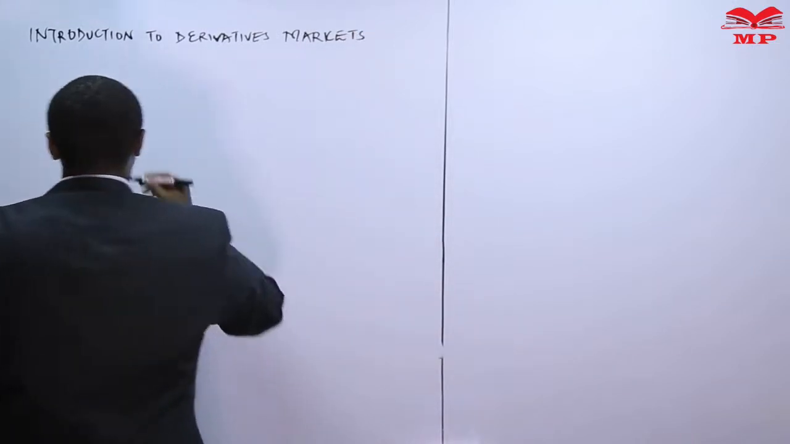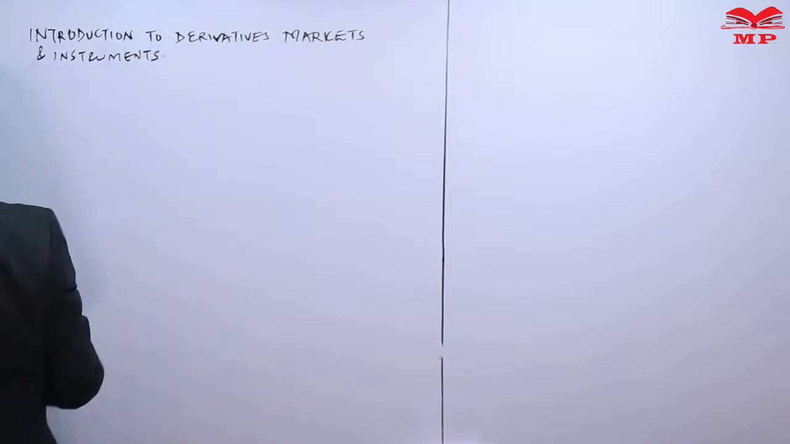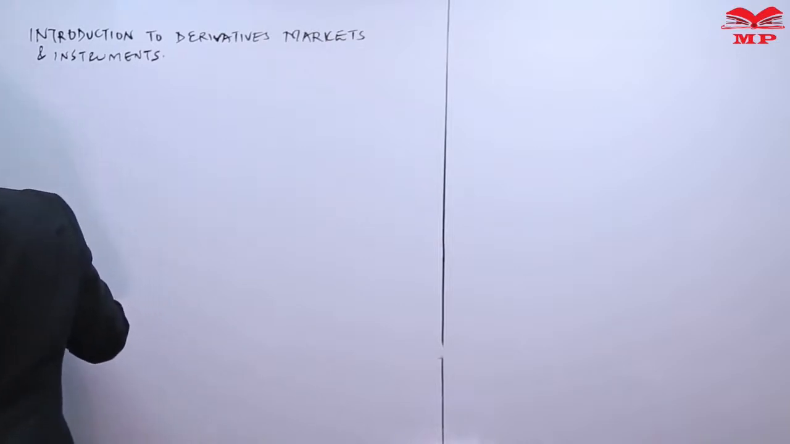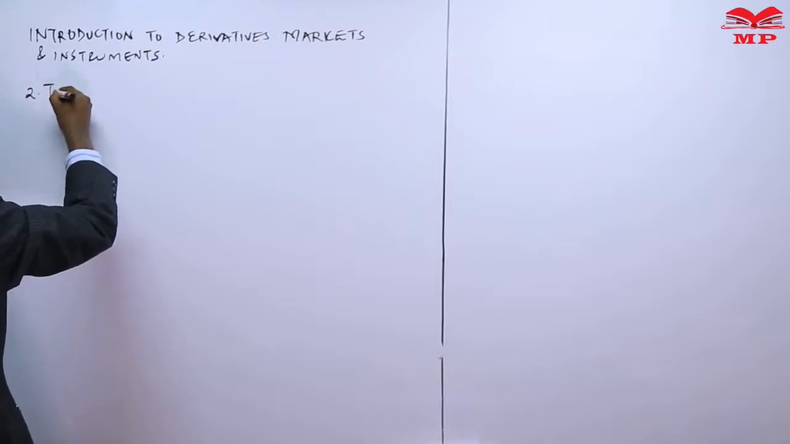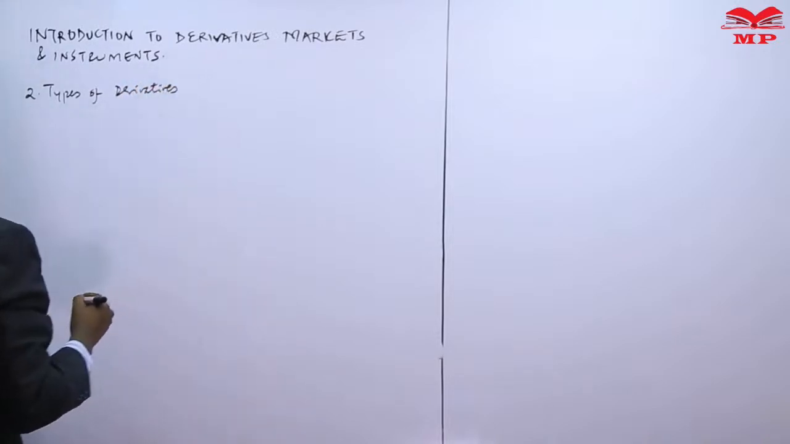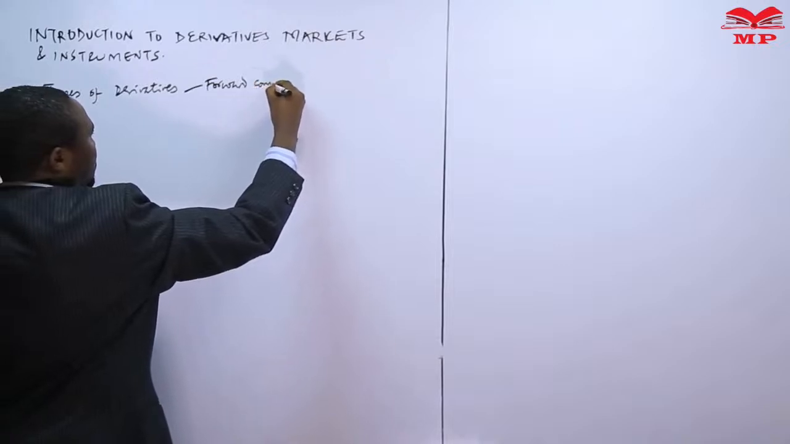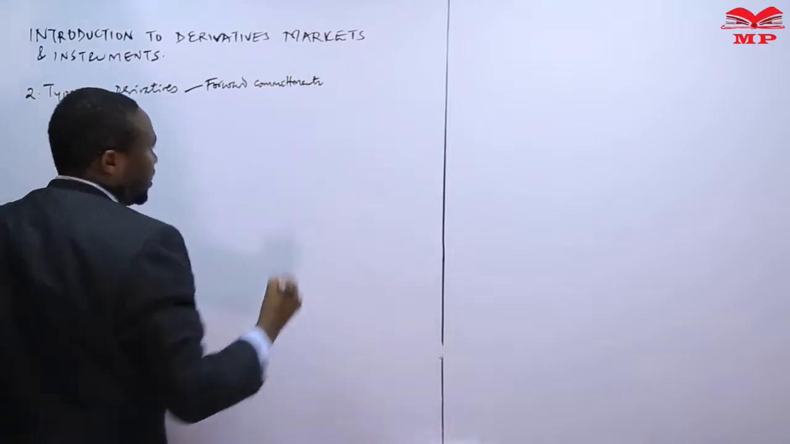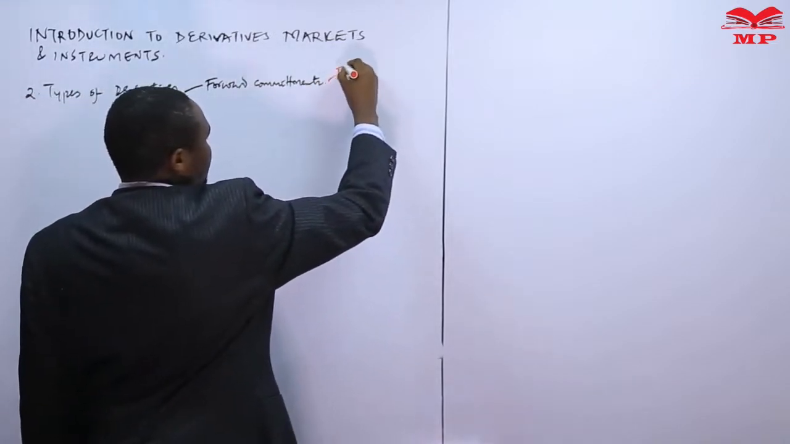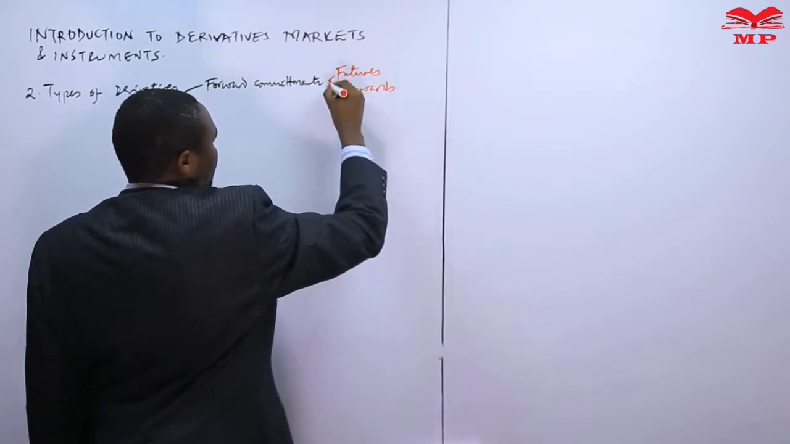Markets and instruments. Yeah, we have seen the types of derivatives. We are on the topic types of derivatives. The types of derivatives we have seen: forward commitments, and in forward commitments we have seen three types. We have seen the futures, we have seen the forwards, and we have seen the swaps.